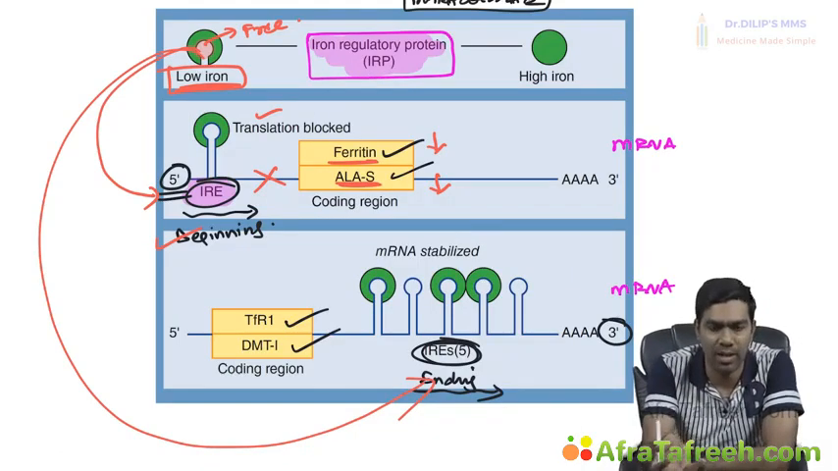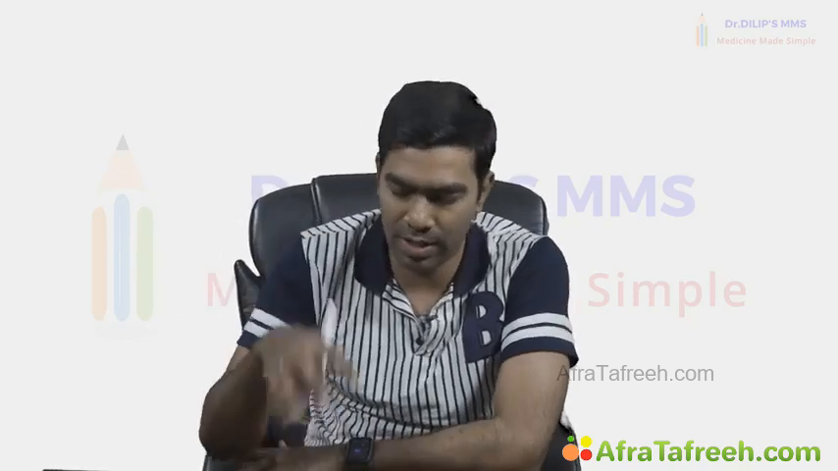This is needed because in low iron states you don't need a storage form; only in excessive iron states do you need storage. You also don't need to produce a lot of heme. That's the reason why ALA synthase and ferritin are low.